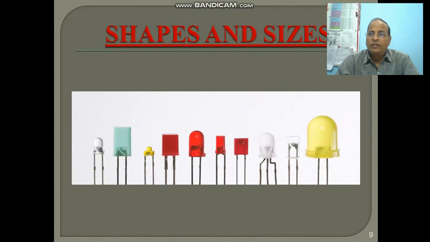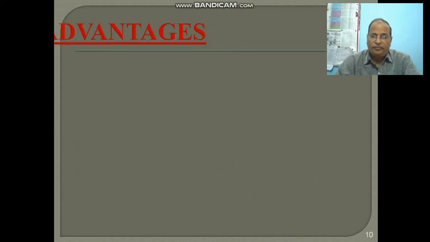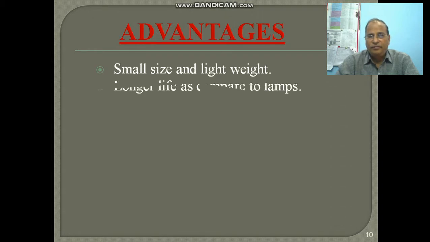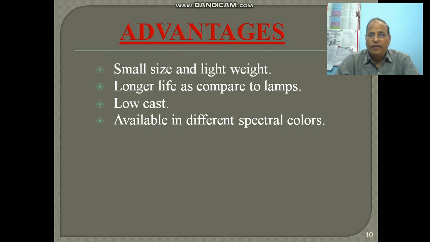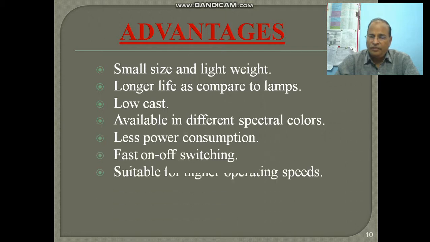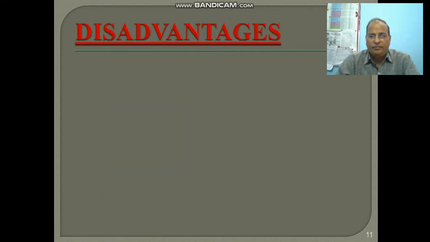These are the shapes and the sizes available in the market. The advantages: small size and lightweight, longer life as compared to lamp, low cost, available in different spectral colors, less power consumption, fast on off switching, suitable for higher operating speeds.